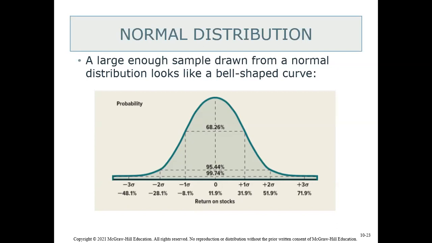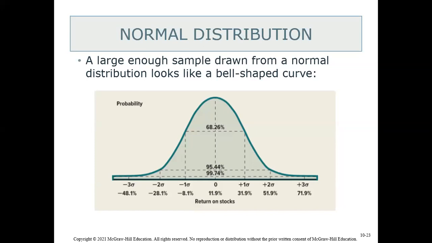So there's a 66% chance a return in a year will fall within plus or minus 1 of the standard deviation. So somewhere between -8.1% and 31.9%. So it's defining this in our normal distribution. And you can do this for any of the returns. I'm sorry, the investments: large company stock, small company stock, etc.